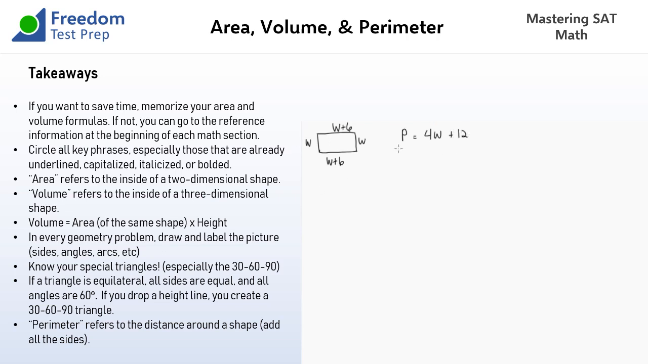Now, if they ask what expression expresses the area, the area of a rectangle is length times width, right? Which is going to be W times W plus 6. So that's what it's going to be. It could also look like W squared plus 6W. Okay, so there you have that. That would be a simple question. All right, let's see. What else might they do?